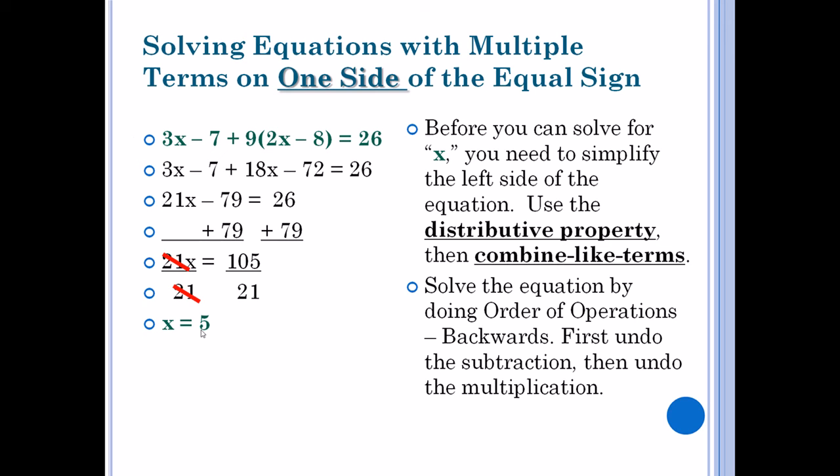And you can always check your work. You can go back and put the x right here of 5 and do 3 times 5, take away 7, plus 9, and what's 2 times 5, take away 8? That'd be 2 times 5 is 10, take away 8 is 2, so you have 9 times 2. And then you would see if it equals 26. You can always check your work.